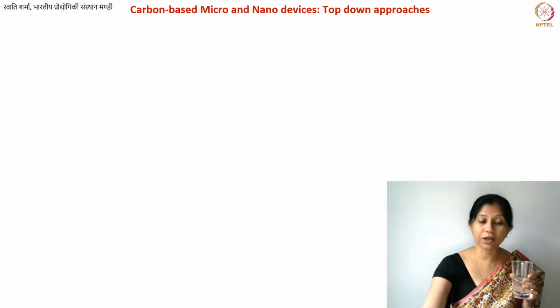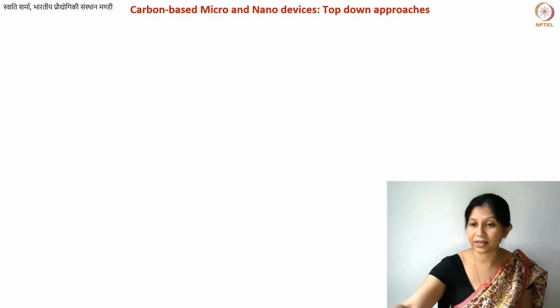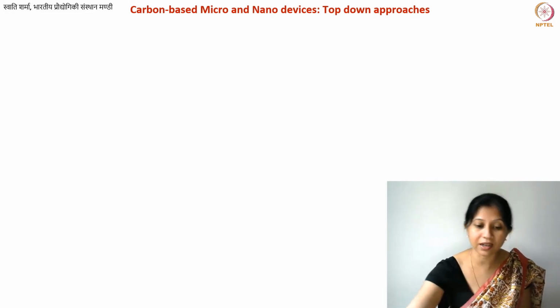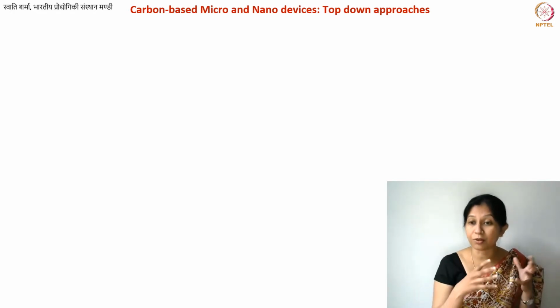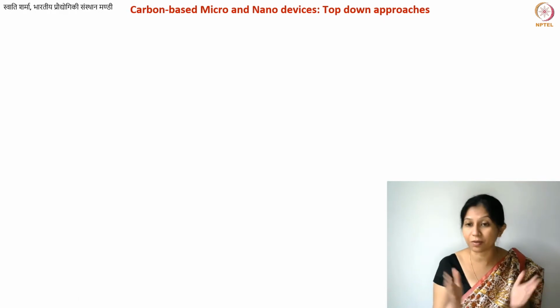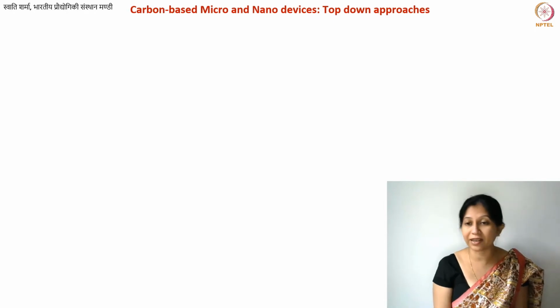So now we are going to talk about some micro and nanoscale carbon structures and devices. We have already discussed large-scale carbon materials. We have talked about making electrodes using graphite and glass-like carbons. We have also talked about catalytic beds using activated carbons and so on. Now let's talk about some micro nanoscale devices.